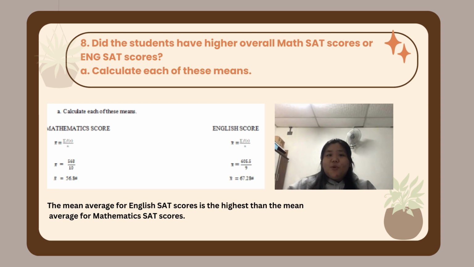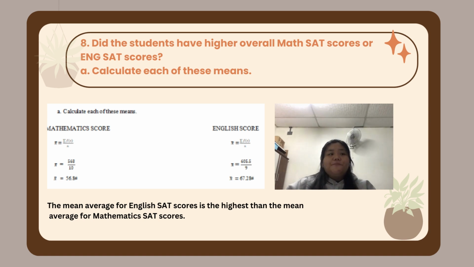Now we move to the next question, which is question number 8. 8A. This question is about calculating each of the means of mathematics scores and English scores. So as you can see, this is the formula of means, which is x bar equals sum of f x divided by n.